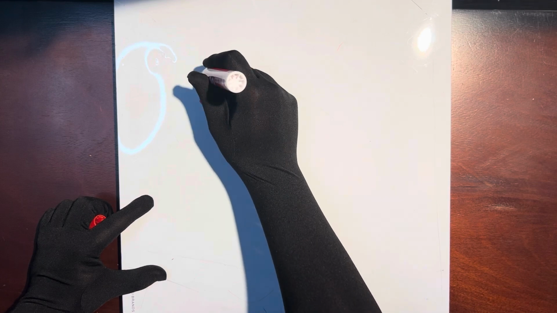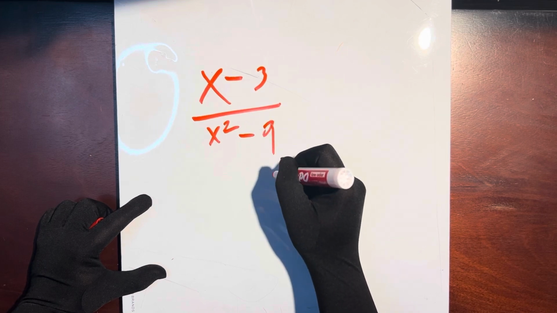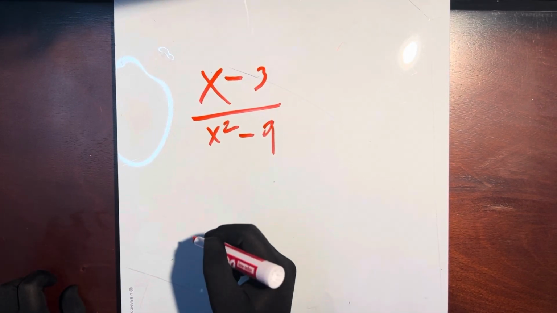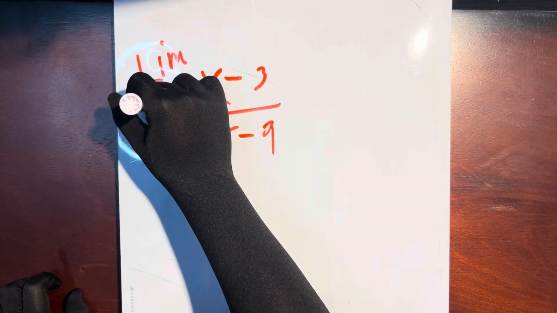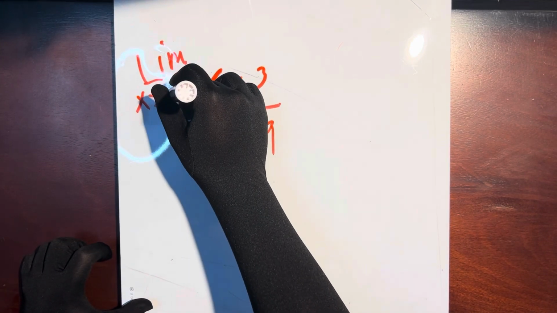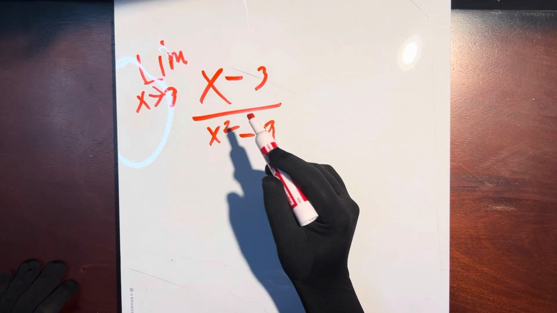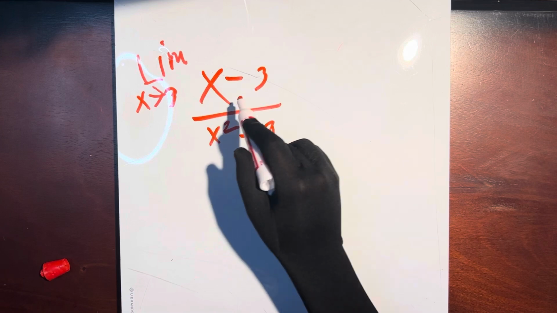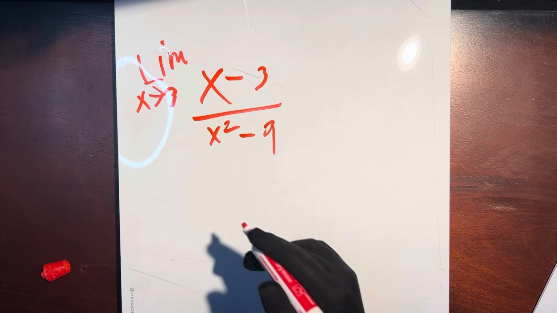First, let's go over the first way most people learn to evaluate limits, with a table. You have x minus 3 over x squared minus 9, and your limit is x to 3. When you look at this first, if you put in 3 for x, you just get 0. That's not what we want. What we want is to get a limit, or something close to the answer.